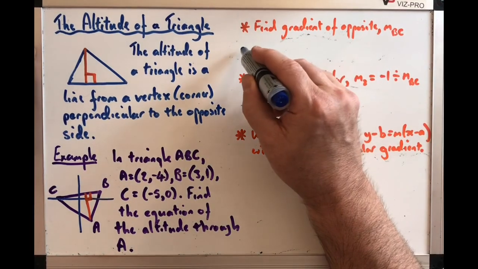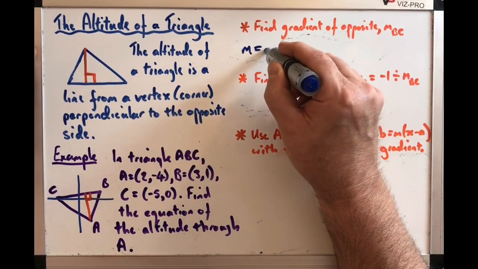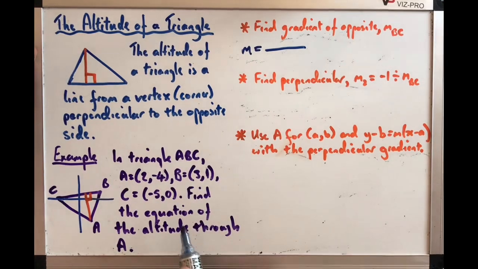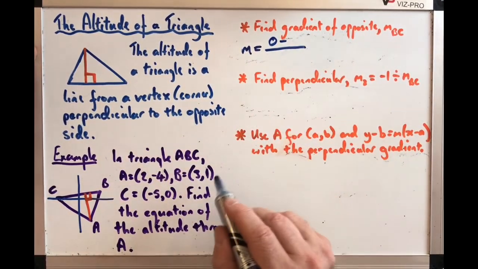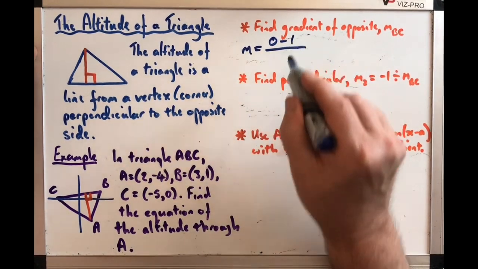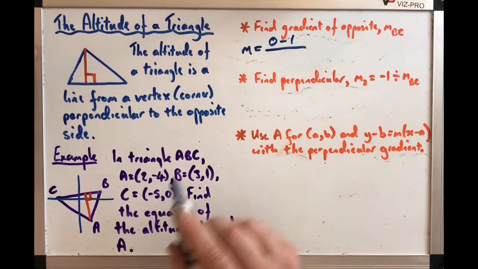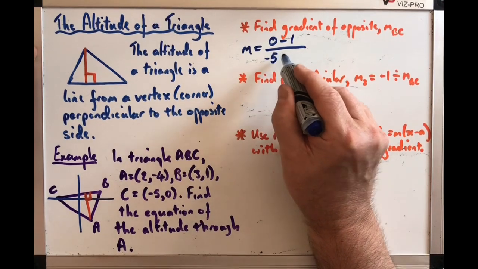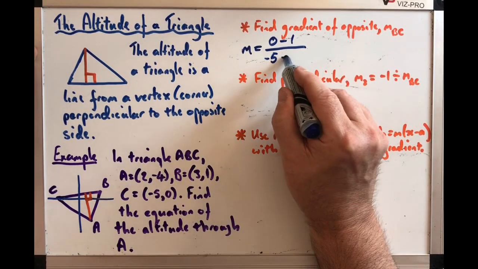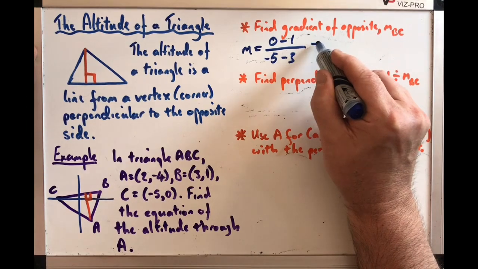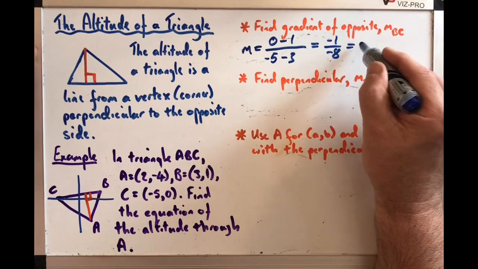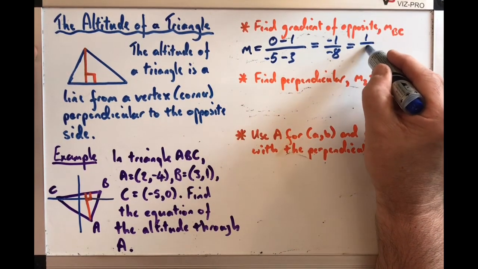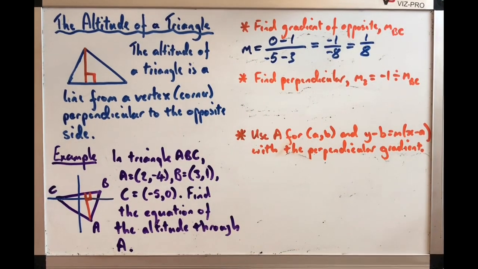We can do that. Remember y2 minus y1? So y2 is, we're talking about BC, 0. y1 is 1. x2 is minus 5. x1 is 3. So what we've got there is minus 1 over minus 8, which is 1 over 8. Okay, because a minus divided by a minus is positive.